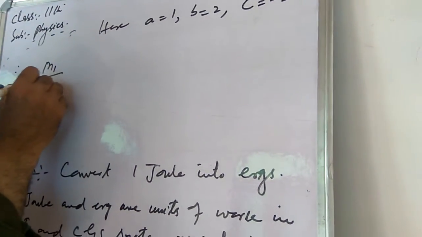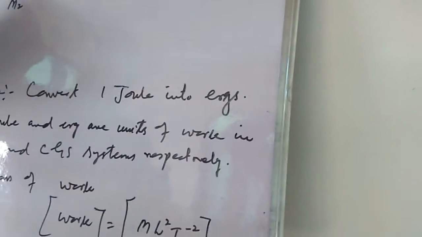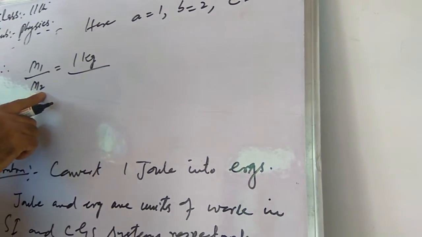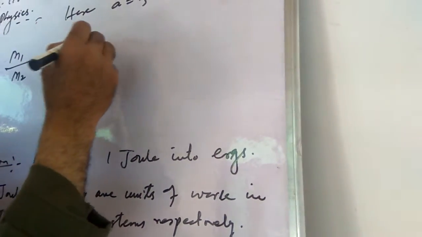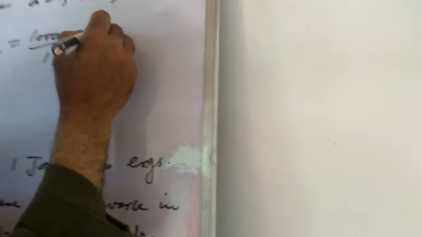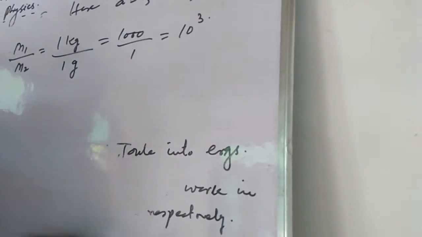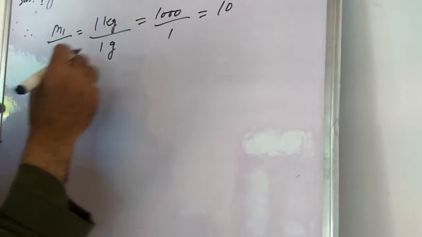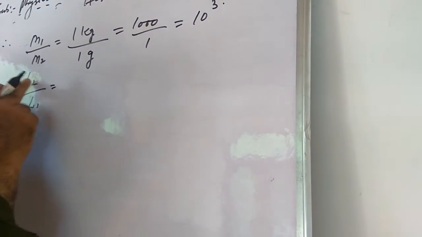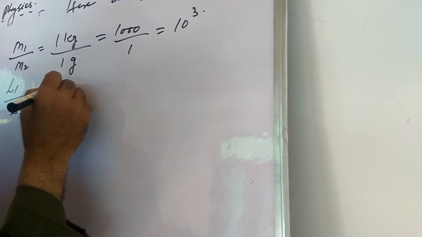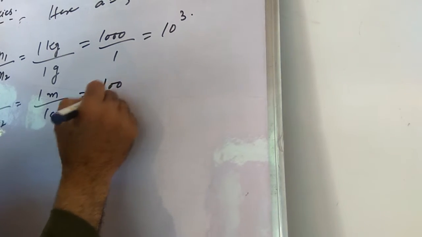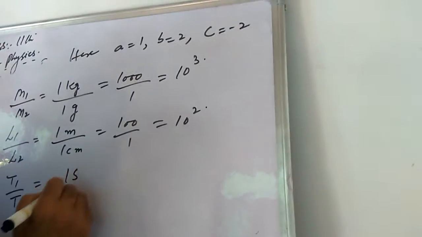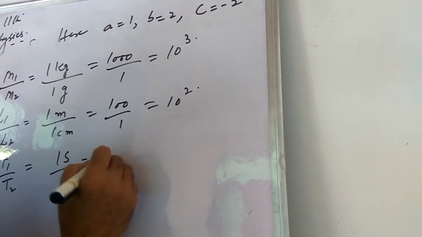Therefore, M1 by M2: M1 is the unit of mass in the SI system, 1 kg, divided by M2, the unit of mass in the CGS system, 1 gram. That is 1000 divided by 1, which is 10^3. L1 by L2 is 1 meter divided by 1 centimeter, that is 100 divided by 1, which is 10^2. And T1 by T2 is 1 second divided by 1 second, which is 1.